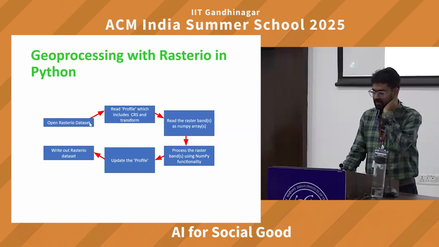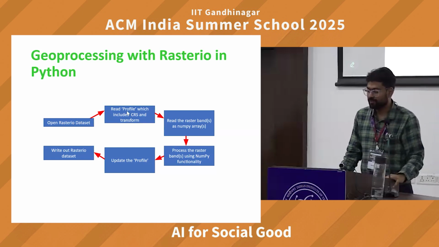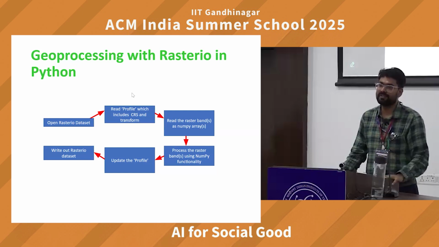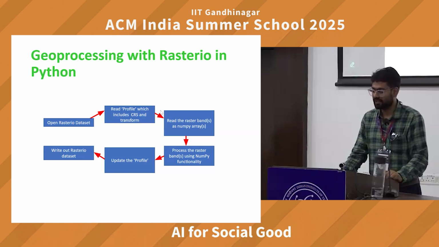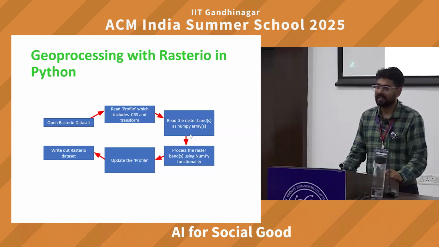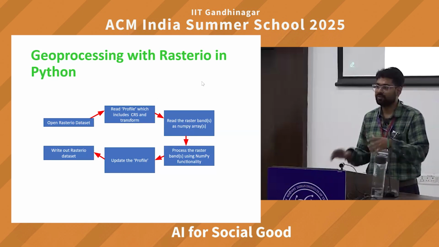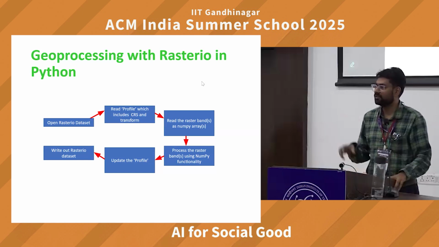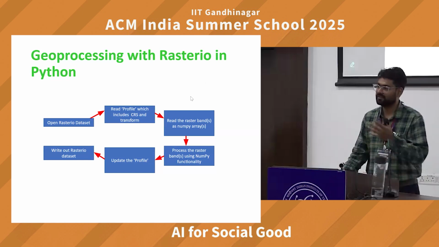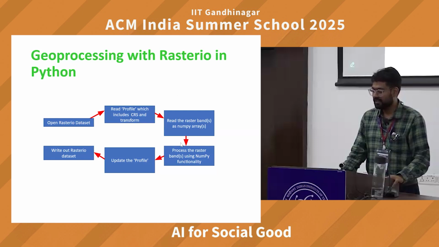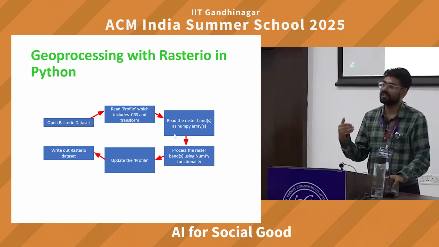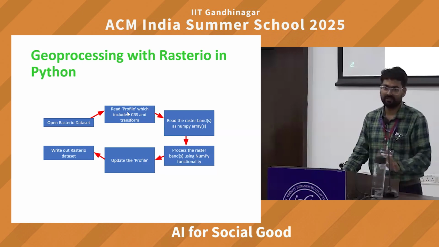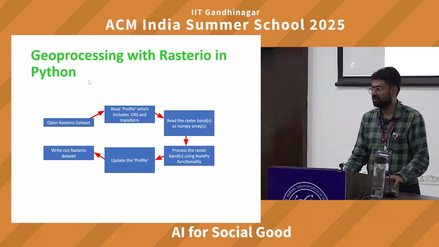So first you open the image or the dataset that you have using rasterio. Then you read the profile. Profile is nothing but the spatial information associated with the data, which includes CRS and GeoTransform. Then you read the raster band as a NumPy array. Once you get the NumPy array, you do whatever you want to do with it. You can customize your algorithm and implement it whichever way you want. Then the output that you get at the end, you write with the geospatial information that you had earlier in this profile. So it is a very simple flow that you want to use.